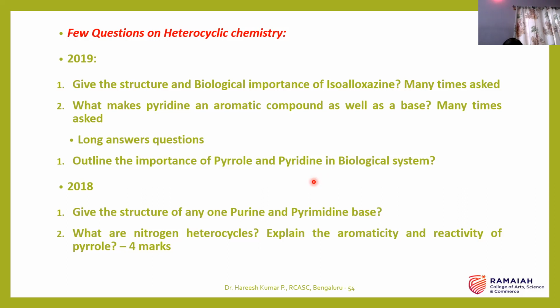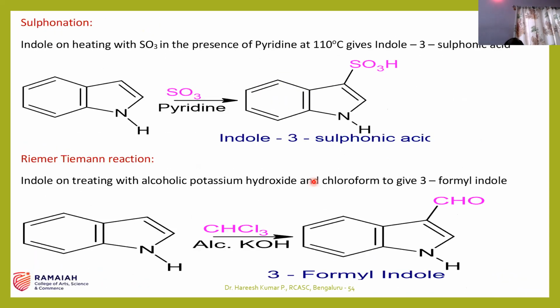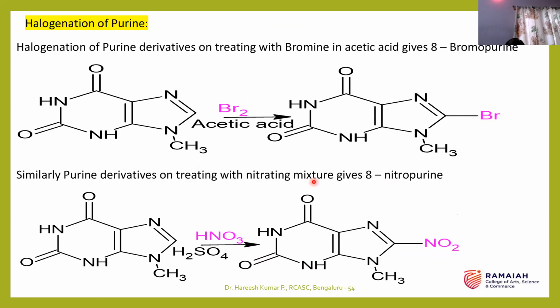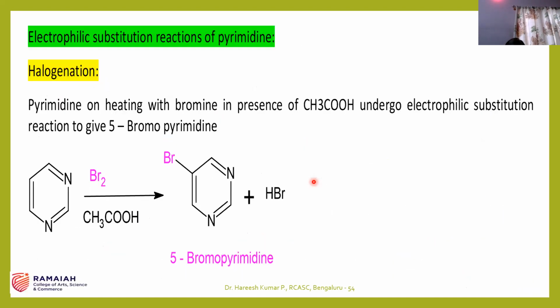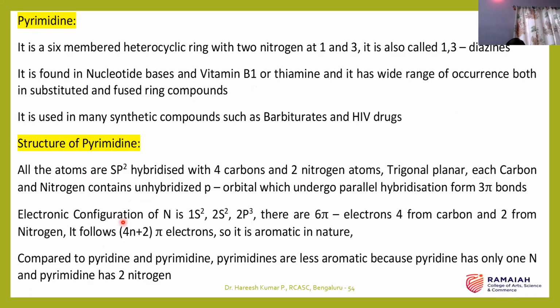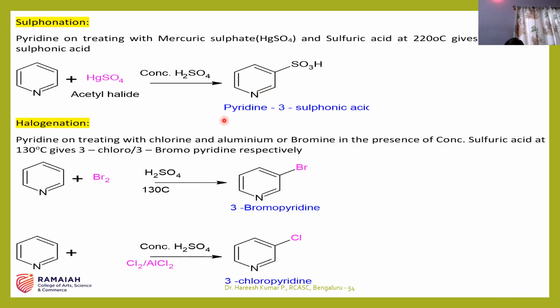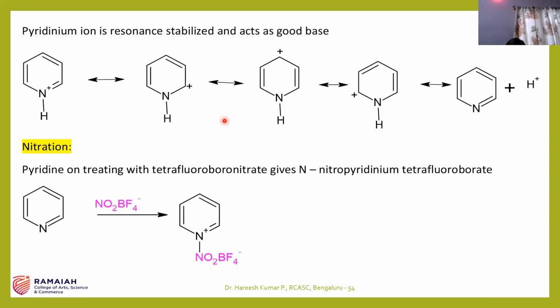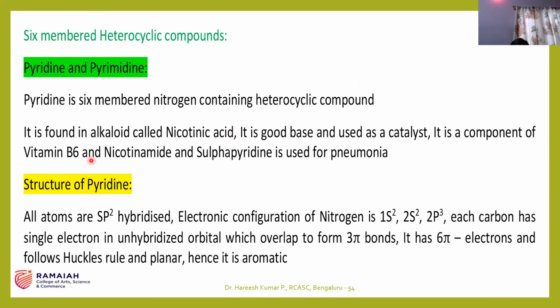So maybe I think I have mentioned it, no? So maybe you can just look into this. It is used in many synthetic compounds such as barbiturates and HIV drugs. And if you are looking at vitamin B1, this is the pyrimidine, no? Pyrimidine one. Okay, this is the pyridine.